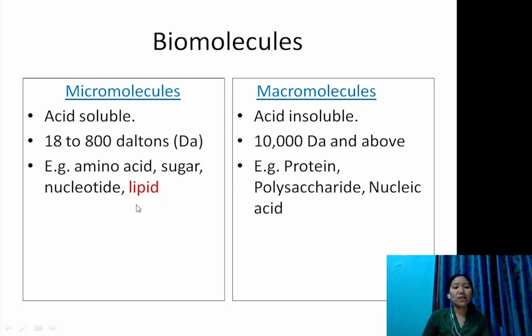These lipids are usually found, during the filtration, along with the macromolecule fractions. Lipids are found along with the macromolecule fractions, that is, along with the starch, DNA, RNA, and proteins. Now, why is it so? Even though technically these lipids are micromolecules, they are found along with the macromolecules in the acid insoluble fraction. Why is it so? Okay, let us see.